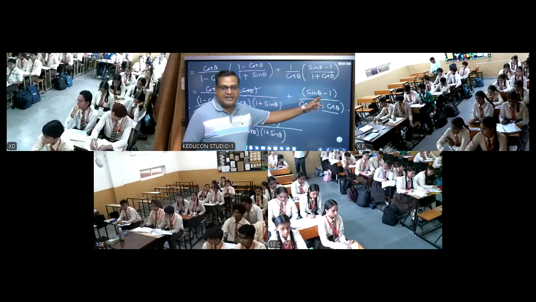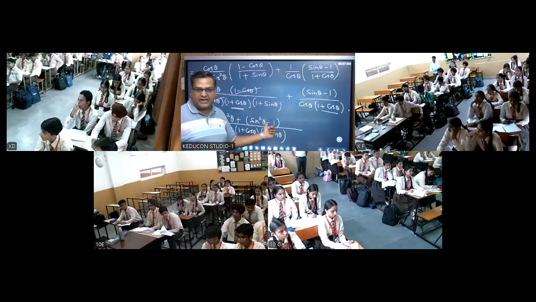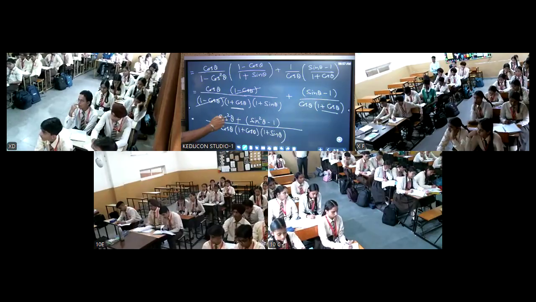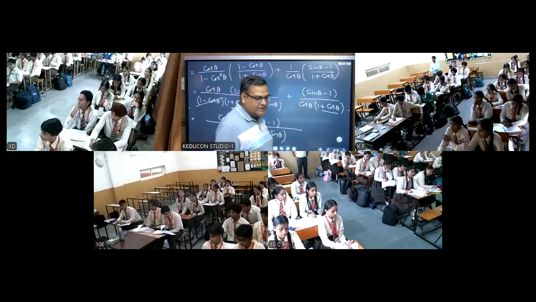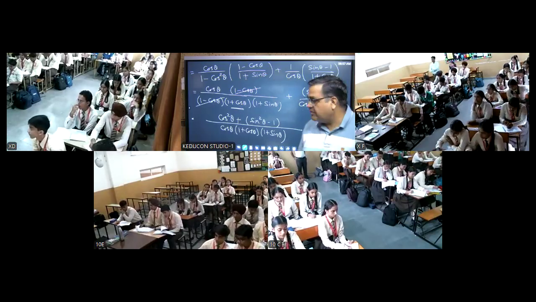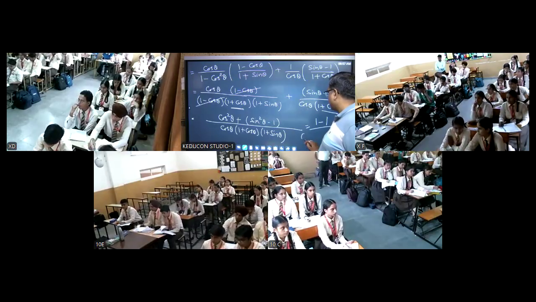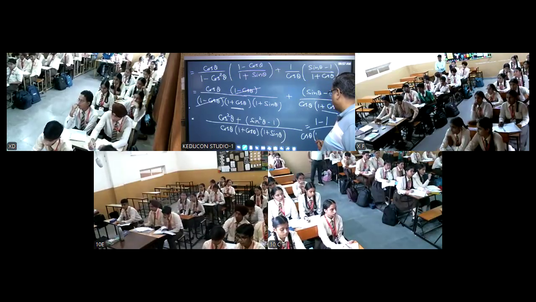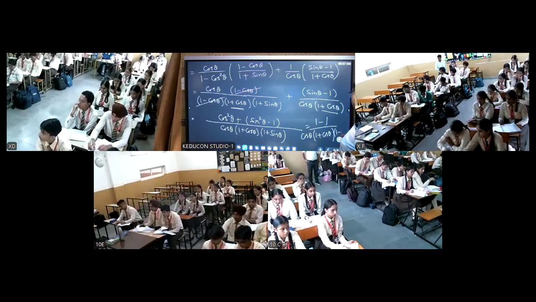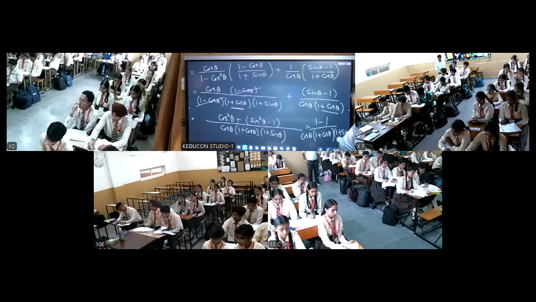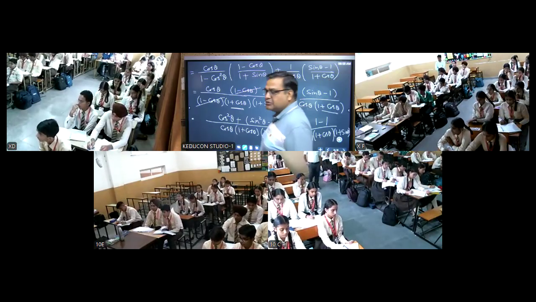Here we can apply a plus b, a minus b. A minus b, a plus b, so a square minus b square. Now cos square theta plus sin square theta is 1. 1 minus 1 is 0. So what do we have to prove? If the numerator becomes 0, then everything is 0, which is equal to the right hand side.